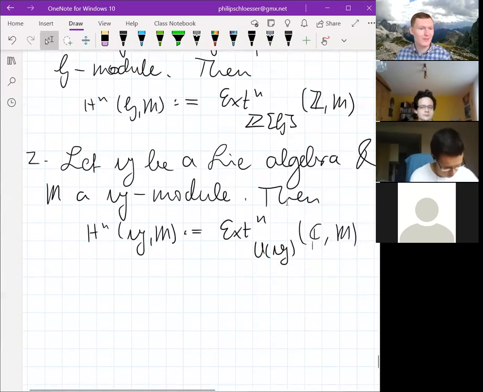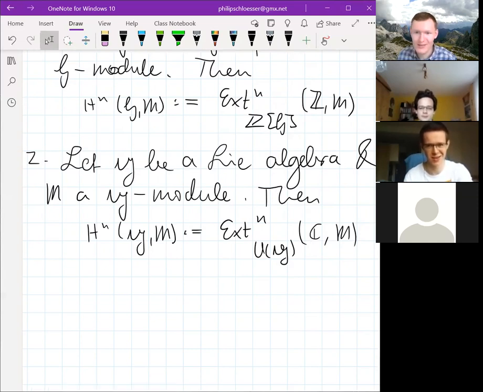Which ones would you like to hear or see worked out in more detail? I would prefer the first one because I don't know anything about Lie algebra, but do what you want. Okay, so first one.